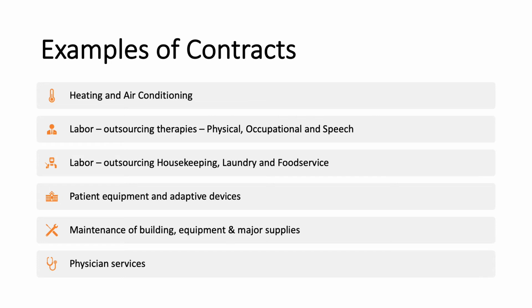Other examples of contracts are heating and air conditioning, in addition to the maintenance of the building. You might have an elevator that needs to be serviced. You'll have a contract with your fire hydrants for servicing, for other major supplies, for building and grounds maintenance. You'll have contracts for outsourcing different departments. As I mentioned earlier, your employees might be outsourced by physical, occupational, and speech therapy teams and companies.